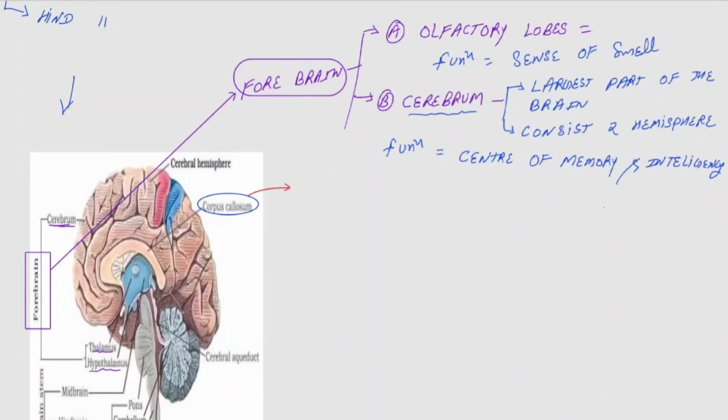Now let's talk about the corpus callosum. Corpus callosum provides attachment or coordination between the 2 hemispheres. Now let's talk about thalamus and hypothalamus. Firstly, we talk about the thalamus, a part of the forebrain.